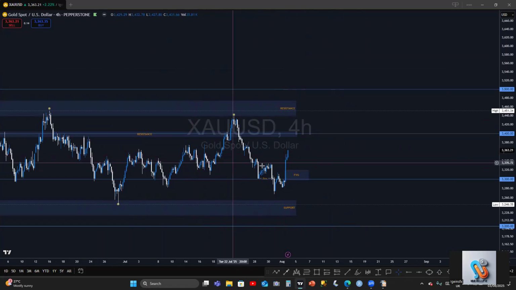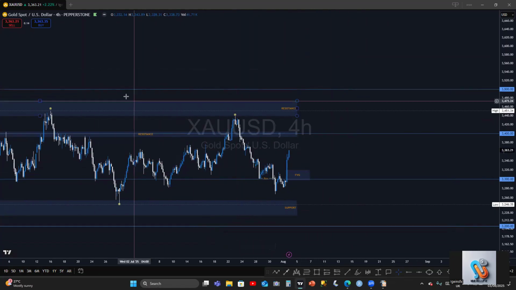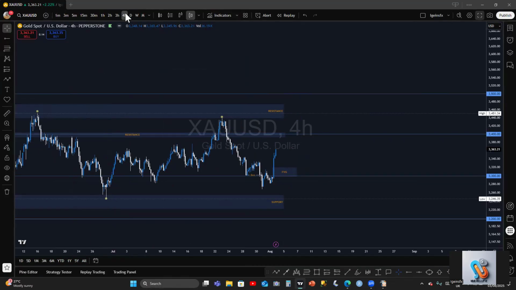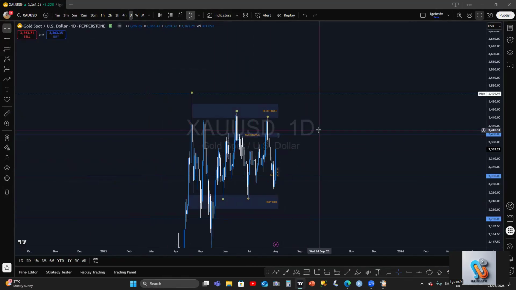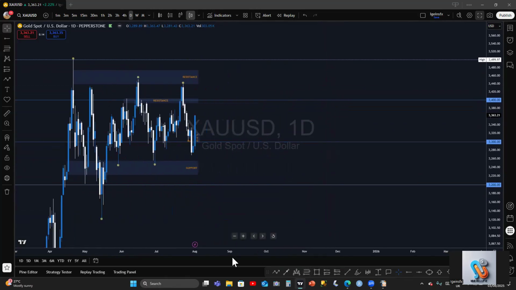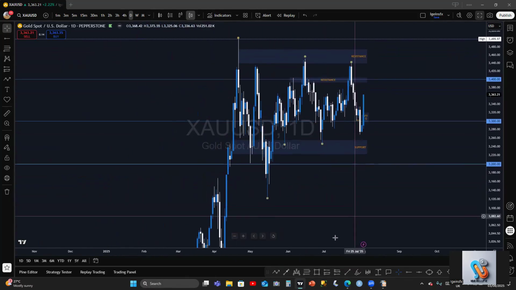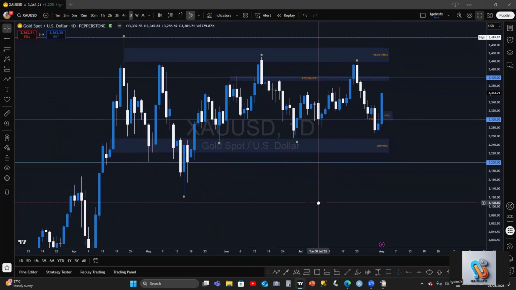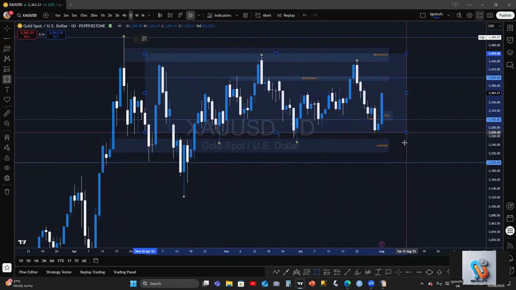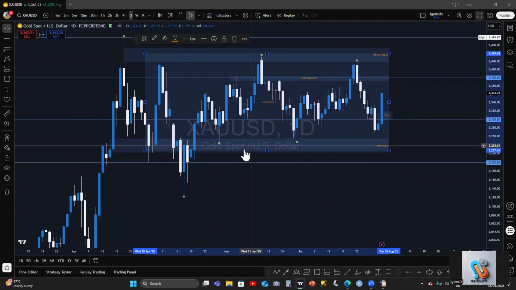That is all about gold. We are in a range. It's very clear we are in a range. If you go to the daily time frame, you will discover that we are in a range, and the range is between this point and this point. That is a range.